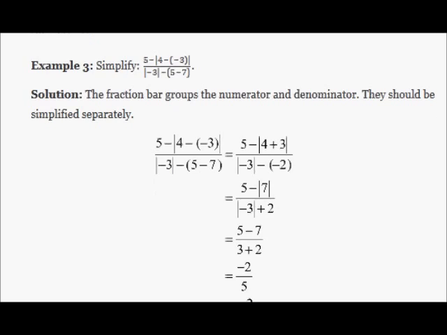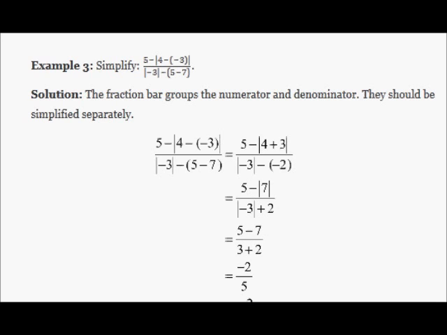Now let's look at a fraction. It's easier to read if instead of looking at the top line, you look at the first line of the solution on the left. So you've got 5 minus an absolute value sign, 4 minus negative 3, and then another absolute value sign. That is separated with the fraction bar from the denominator, which also involves absolute values and another group. So let's start with the numerator first. We're going to do everything in the numerator and leave that separate from everything in the denominator.